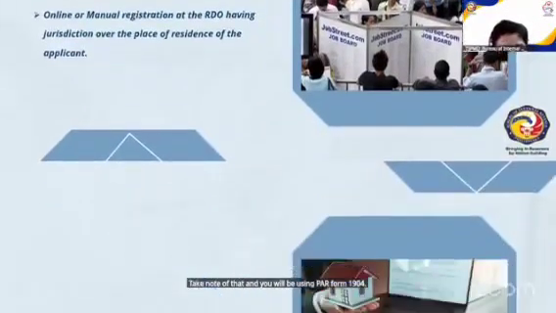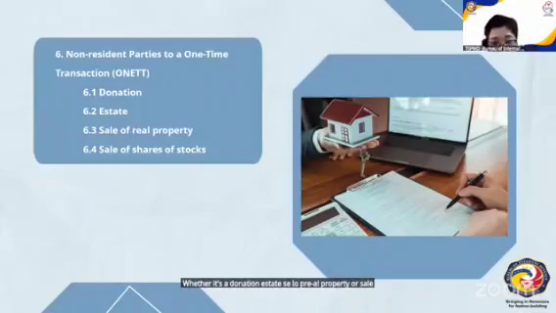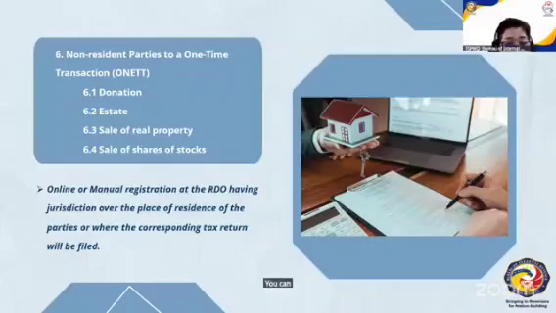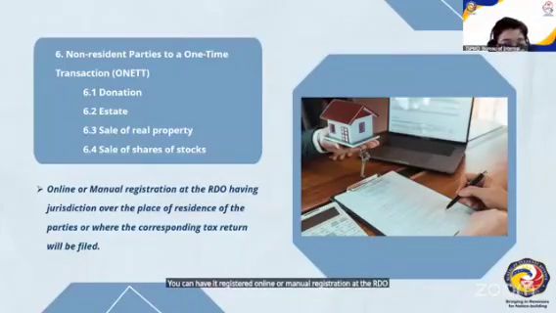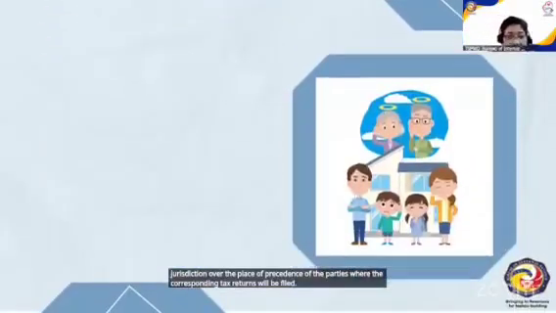Next is the non-resident parties to a one-time transaction or ONET, whether it's a donation, estate, sale of real property, or sale of shares of stocks. You can have it registered online or manual registration at the RDO having jurisdiction over the place of residence of the parties where the corresponding tax returns will be filed. Okay?